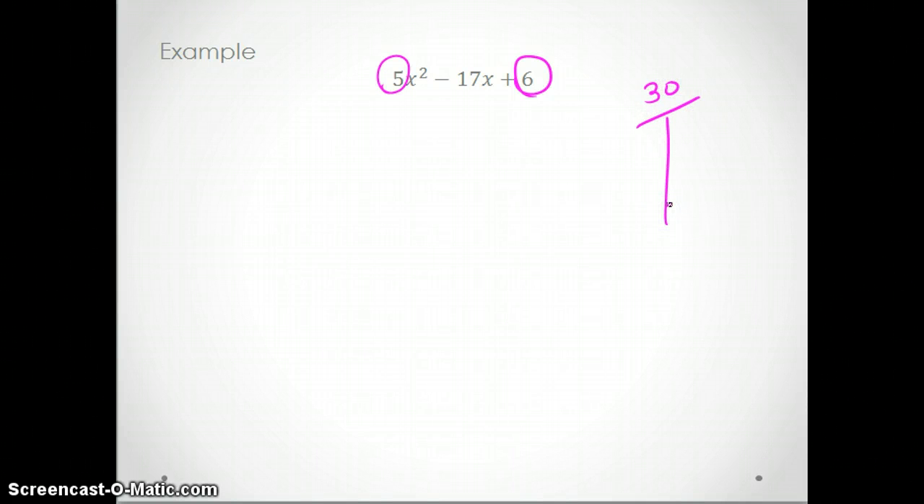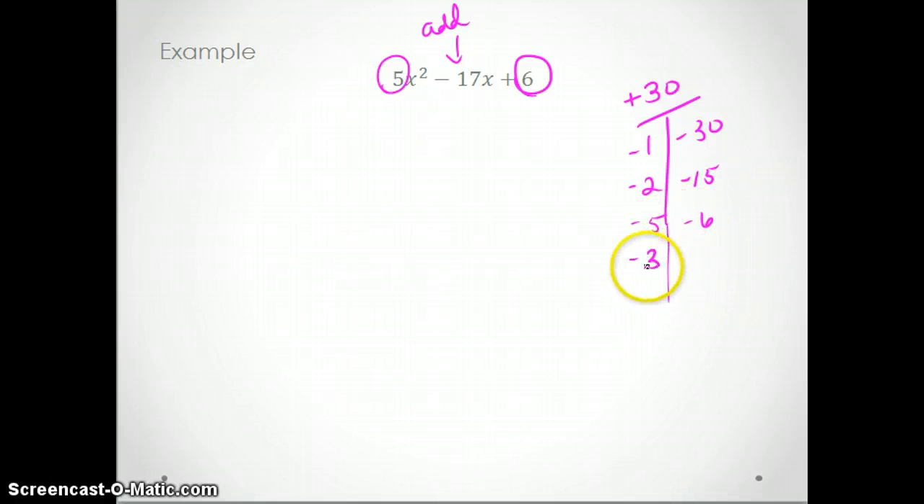We're looking for factors of 30 that add up to negative 17. Okay, so since we have a positive 30, we know they're going to both have the same sign. Positive means same sign. And they're going to add to a negative number, so they're both going to have to be negative. So we could have negative 1 and negative 30. Okay, but those don't give us negative 17, so those don't work. Negative 2, negative 15, those are factors of 30. Negative 5 and negative 6.